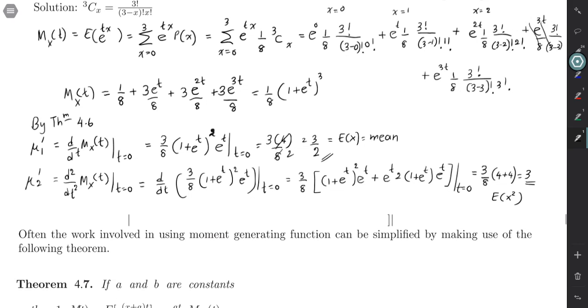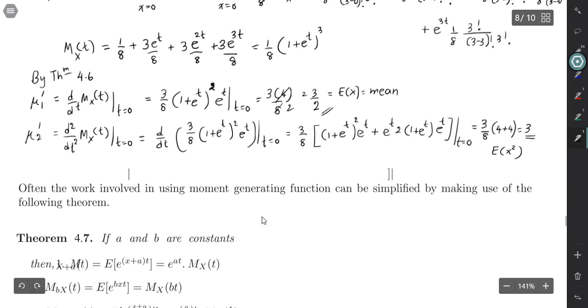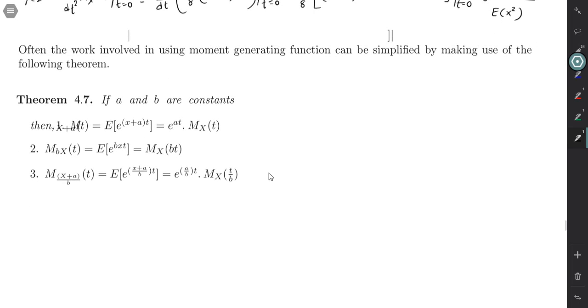Okay, so if you know E[X] and E[X squared], you can find the variance also, right? You know the computational formula, so you can find the variance also. Sometimes the theorem, the 6, can be simplified or used very efficiently using the following information that we have in theorem 4.7.